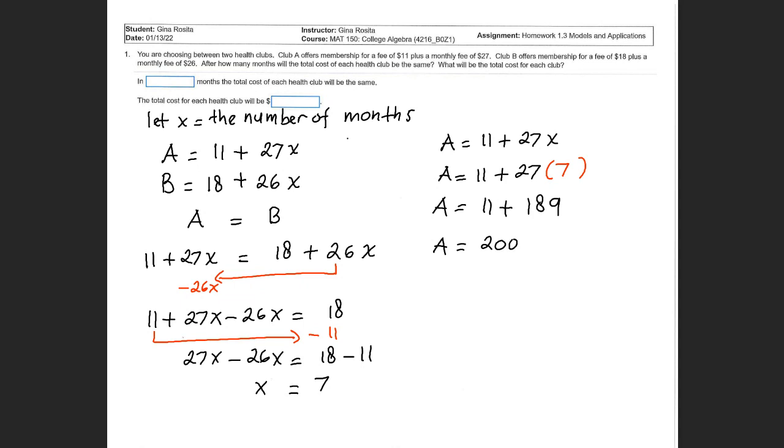So now we can fill out the blanks. In 7 months, the total cost of each health club will be the same. The next one, the total cost for each health club will be $200.